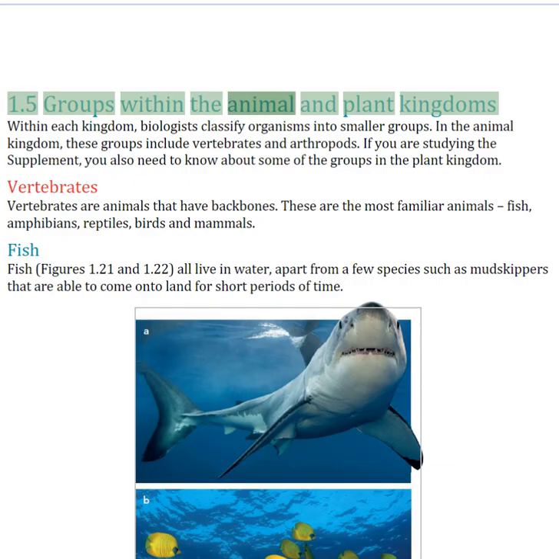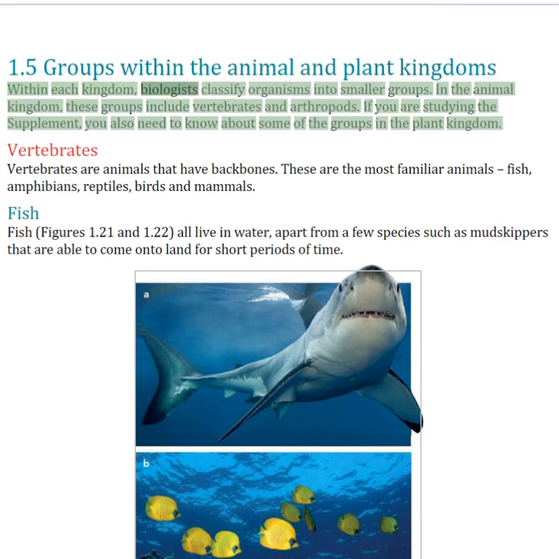1.5 Groups within the animal and plant kingdoms. Within each kingdom, biologists classify organisms into smaller groups. In the animal kingdom, these groups include vertebrates and arthropods. If you are studying the supplement, you also need to know about some of the groups in the plant kingdom.